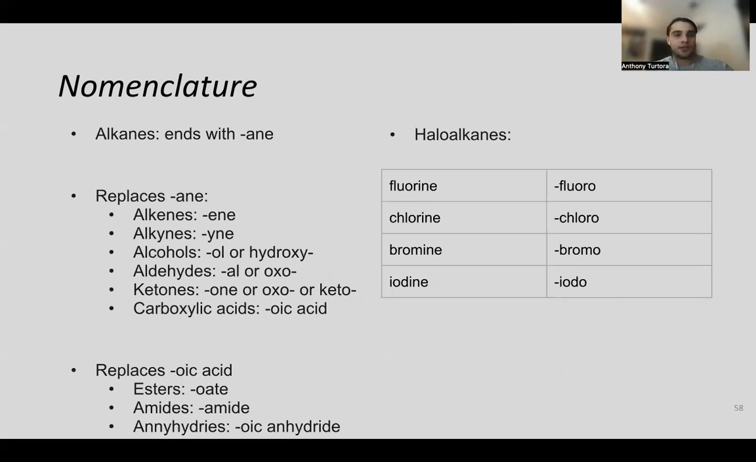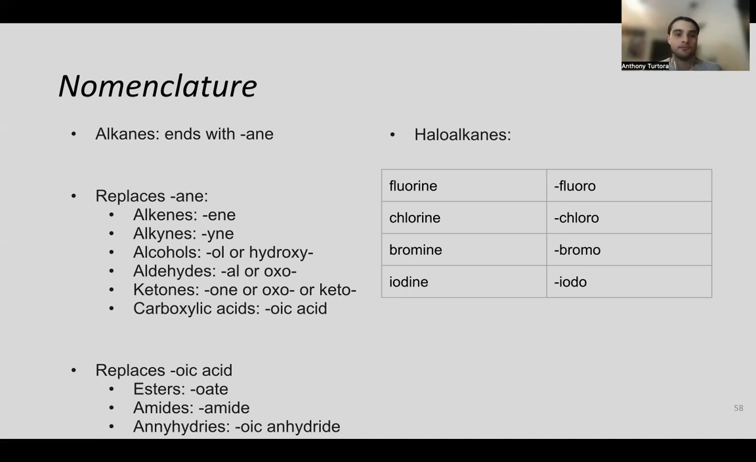So alkanes, as we talked about, end in ane. We have haloalkanes, which we talked about, chlorine and bromine so far, which is chloro and bromo. We also have fluorine, which is fluoro, and iodine, which is iodo. So now when we talk about other nomenclature that replaces ane, we have alkenes, which is double bonds, and we replace the ane with an ene. Alkynes, triple bond. The ane is replaced with an yne.